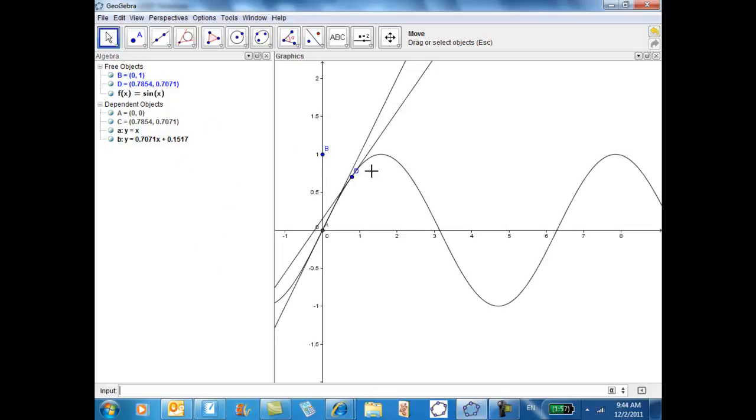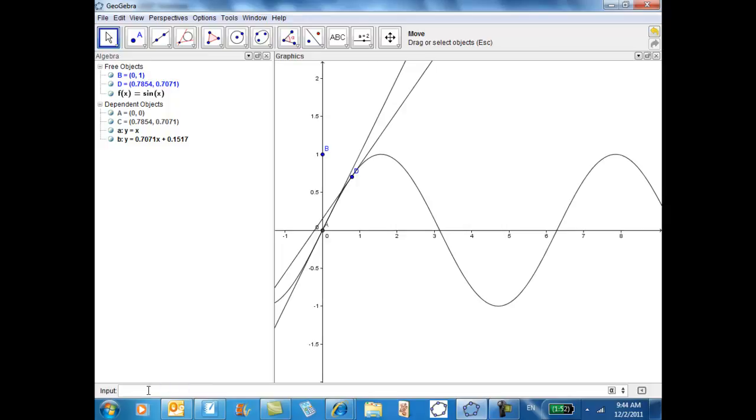Did it graph it? I think it did. Yeah, it's right on top of C. Point C and D are the same thing. So there's one point where the original function and its derivative have a common point.